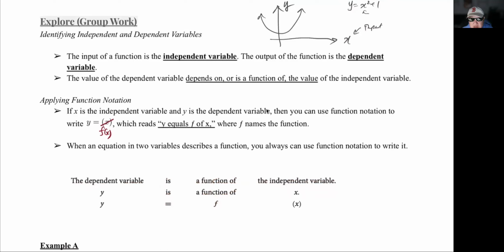Now, the function doesn't have to be f. You could use the letters g and h, which are the next two more common ones, but I've seen u, v, w. It could be anything really, right? You're just giving it a name. That's all it is. Okay.